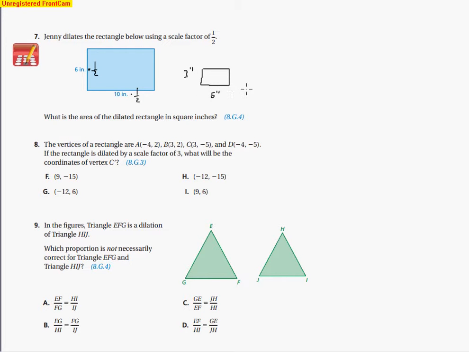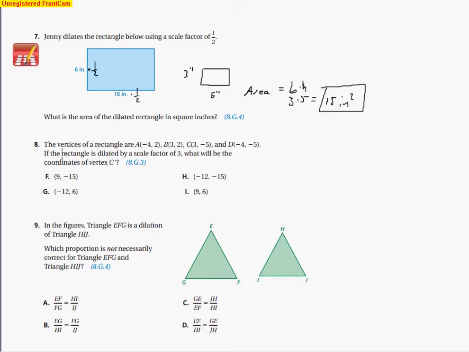So area, well, area is just base times height, and so I'm just multiplying the 3 by the 5, and that gives me 15 inches squared. Make sure you put those square inches. I see a lot of papers that don't have those units correct. So area, square inches. Moving on to number 8.